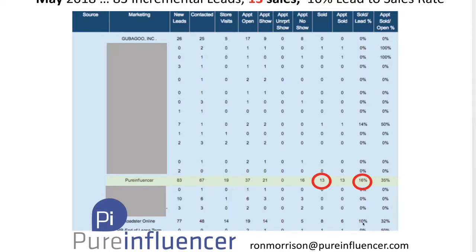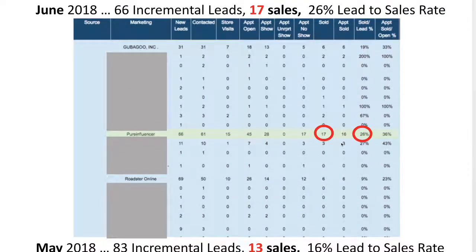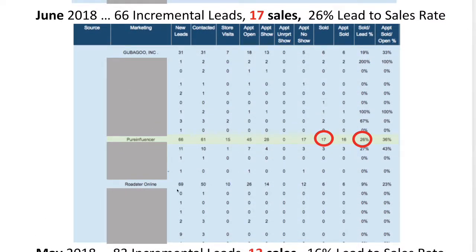Typical industry standard, right? We added 83 leads on top of that. They sold 13 of those 83 leads for a 16% lead to sale rate. So that was in May. The subsequent month, in June, they had 69 leads from their website. They sold 6 of those. We added 66 to the party. They sold 17 of those for a 26% lead to sale rate.